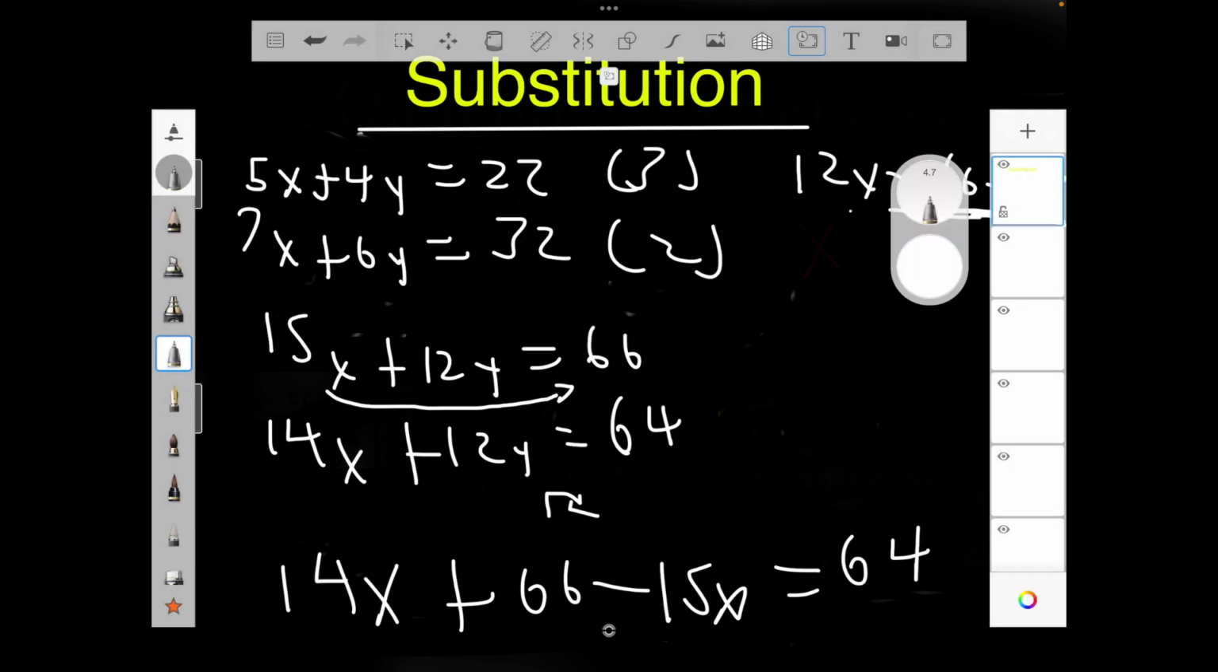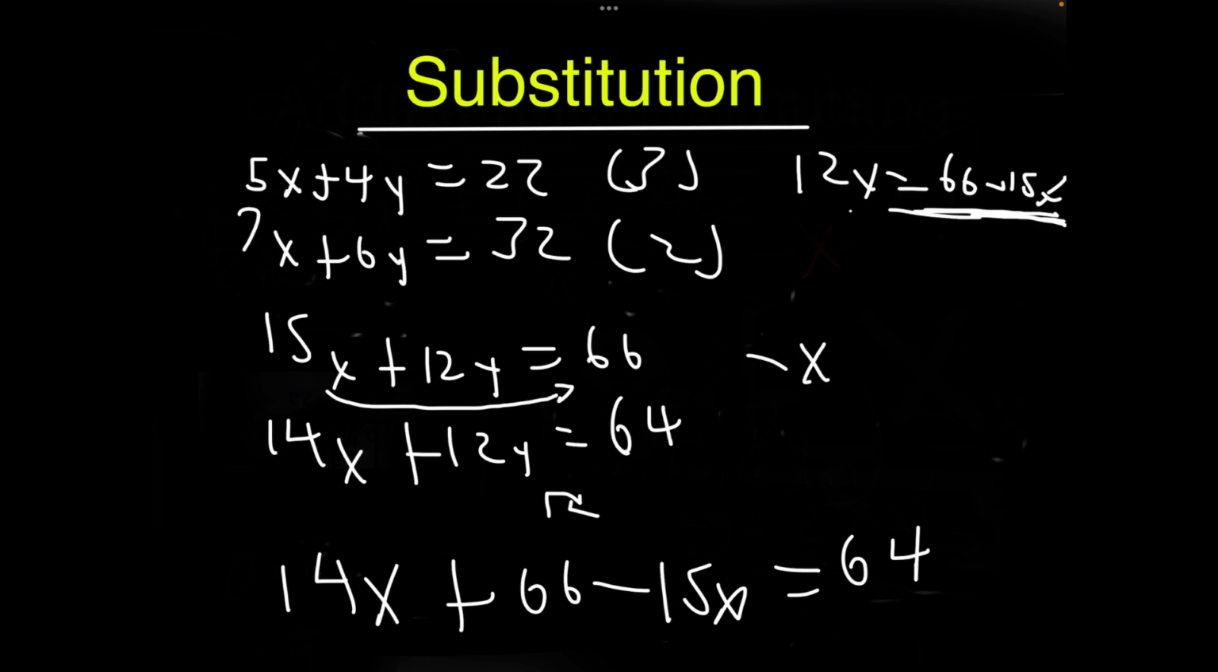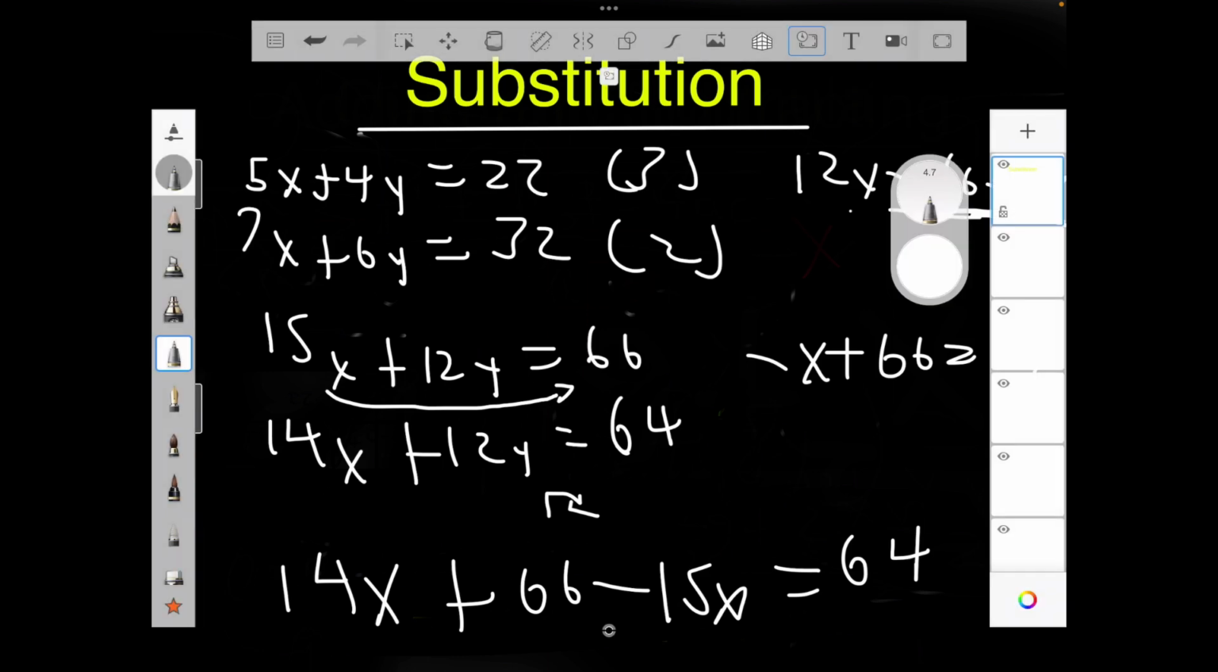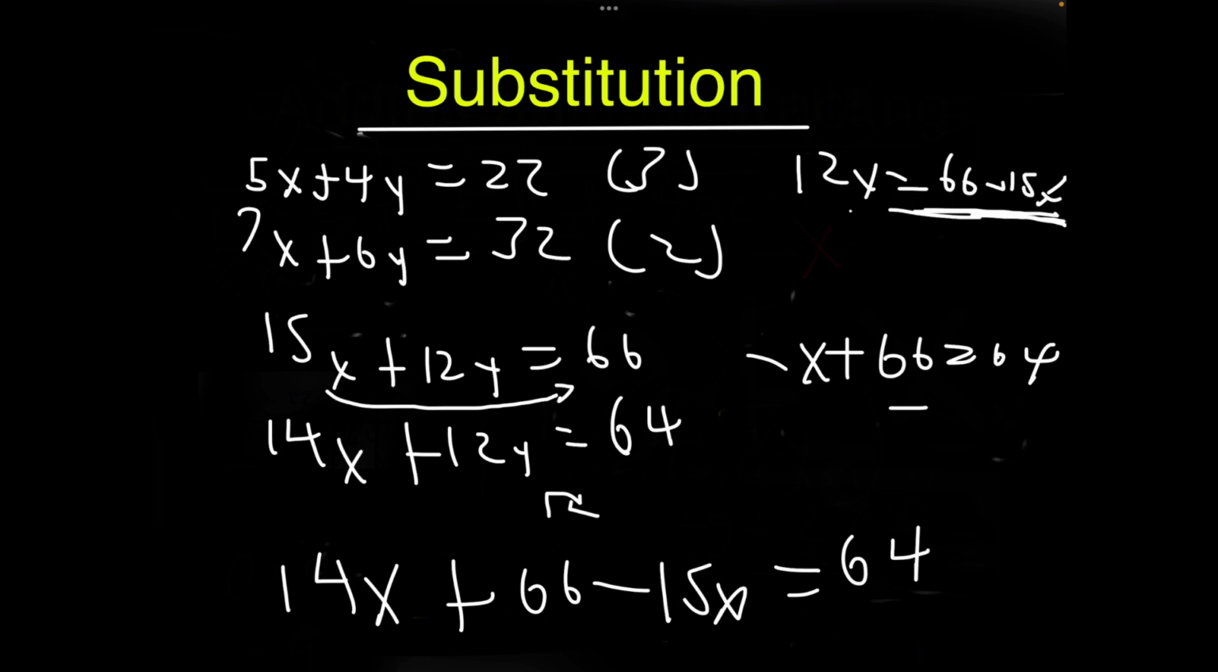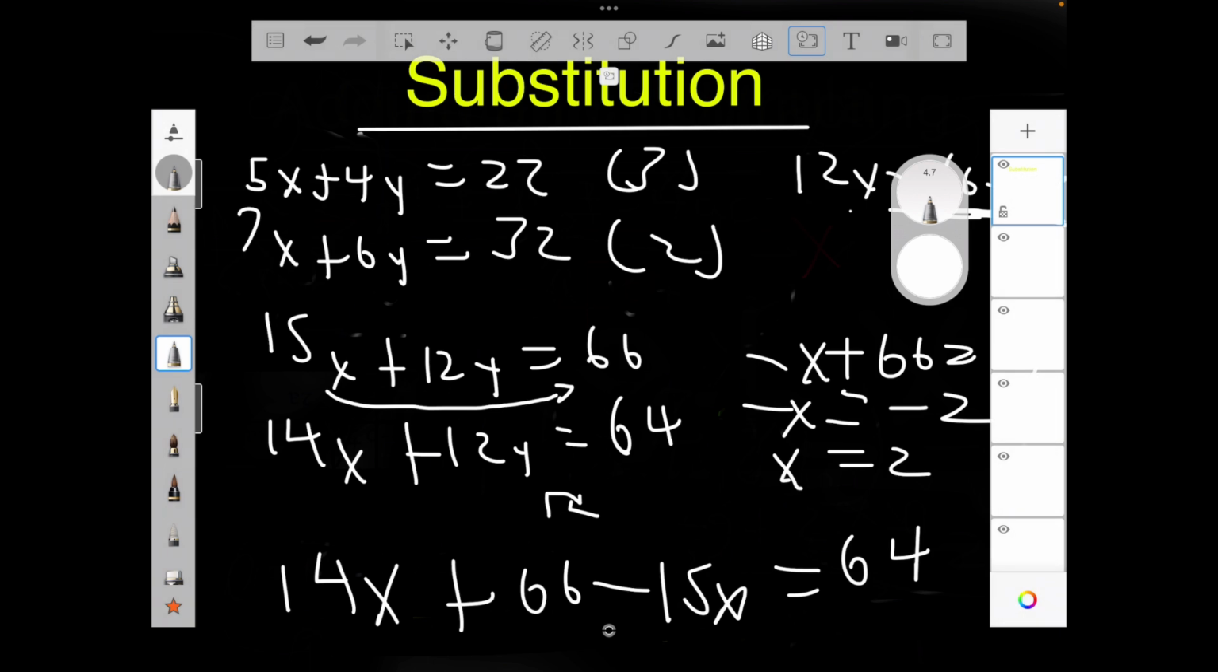So if we simplify that, 14x plus negative 15x is just negative x, plus 66 equals 64. So if we move the 66 to the other side, it would be negative 2 over negative x, which is just x equals 2. So now that we know the x value, we just need to plug into one of the equations and we can get the y value as well.